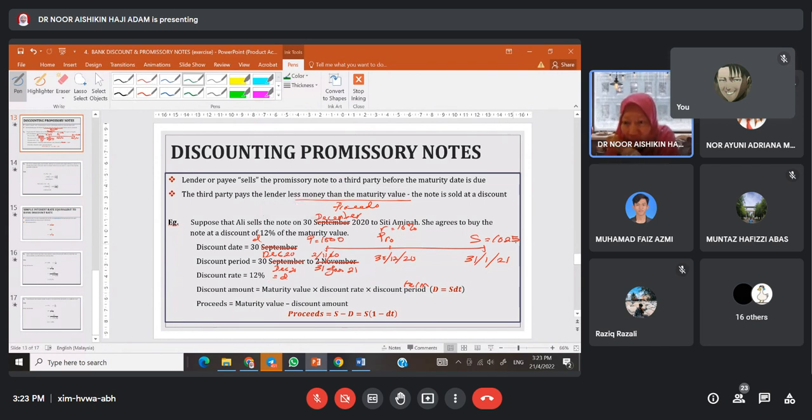Knowing that S is 1025, so amount yang Siti Aminah got from Ali adalah 1025 times berapa rate dikenakan? 12%, 0.12. Dan berapa tempoh dia? Berapa hari tu? Antara 30th December, ada 1 hari kat sini kan? 1 hari campur 31 hari, 32 over 360. Cuba kira berapa tu? Berapa ringgit?